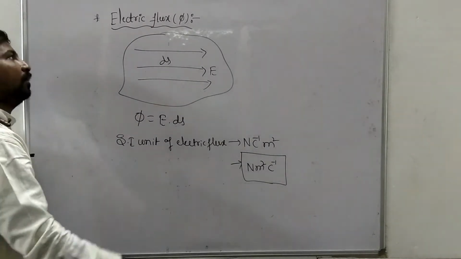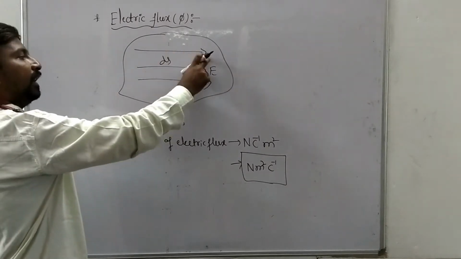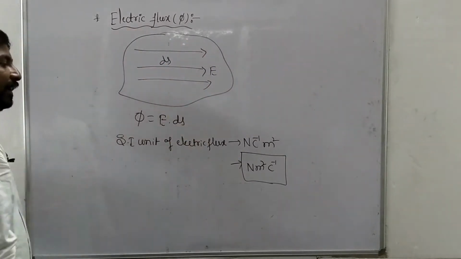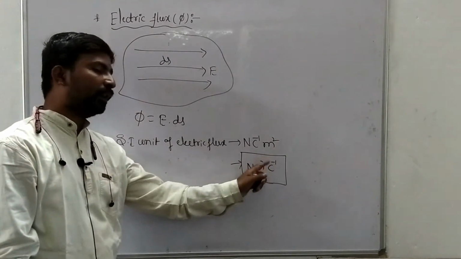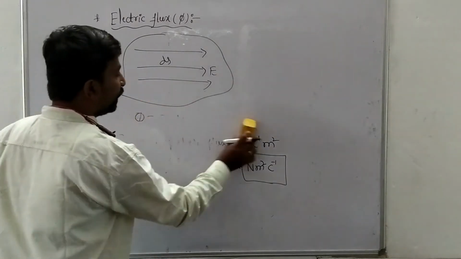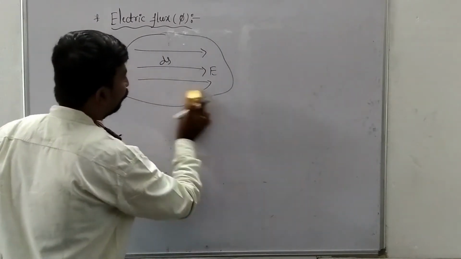Once again, what is meant by electric flux? The number of electric field lines passing through that surface area is called electric flux. The SI unit of electric flux is Newton meter square per Coulomb, isn't it? Next one, electric dipole and electric dipole moment.